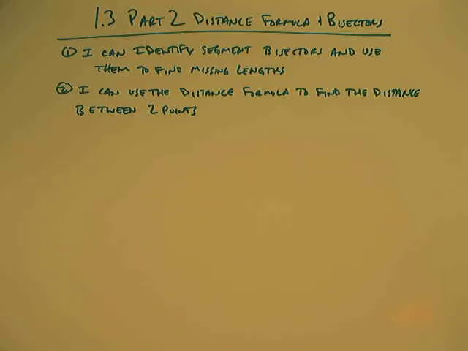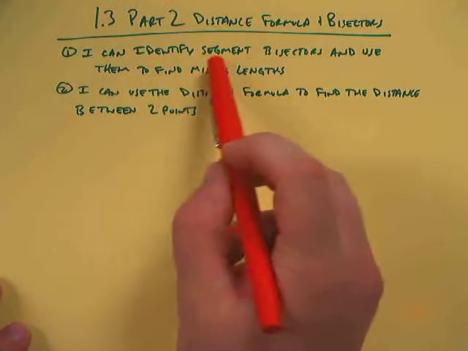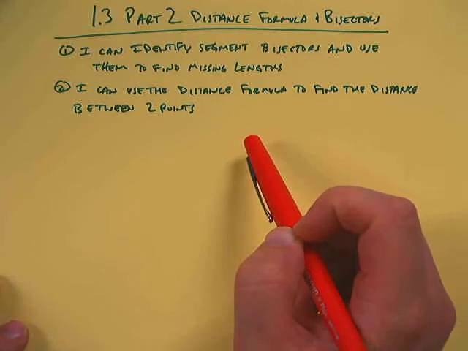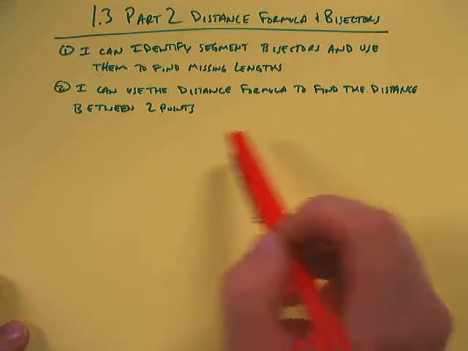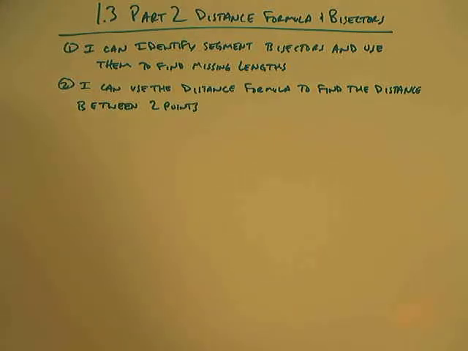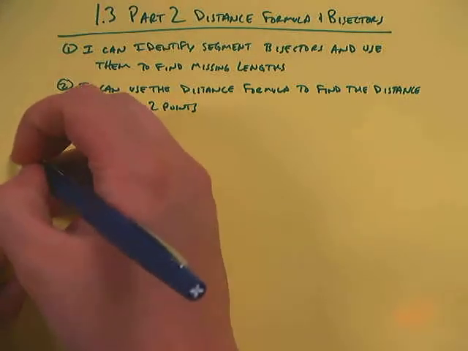It was all about midpoints and finding the midpoint, or using the midpoint and an endpoint to find another endpoint. Today is all about the distance formula and bisectors. So we want to be able to, by the end of this, identify a segment bisector and use it to find missing lengths. And we also want to use the distance formula to find the distance between 2 points. So here we go. First, we're going to talk about segment bisectors.